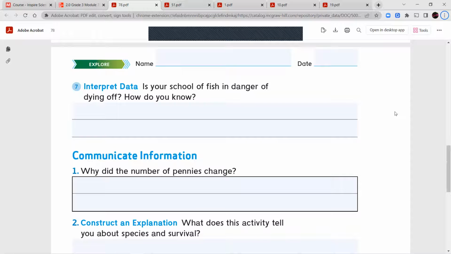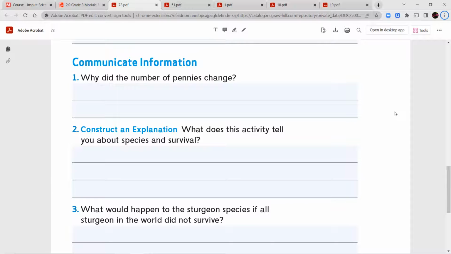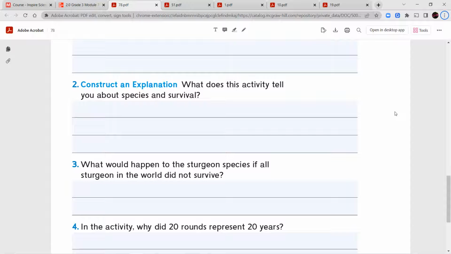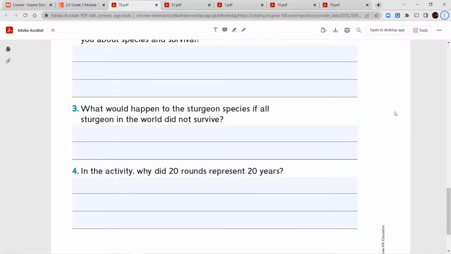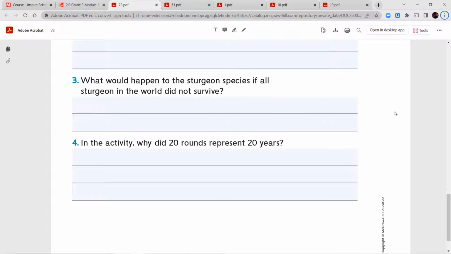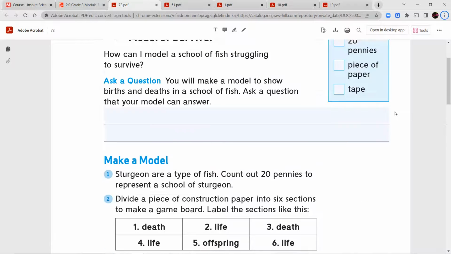Then we're going to start answering some questions. Number 7 says, interpret data. Is your school of fish in danger of dying off? How do you know? How did the number of pennies change? What does this activity tell you about a species and survival? What would happen to the sturgeon species if all the sturgeon in the world did not survive? In the activity, why did 20 rounds represent 20 years? So think about those questions. Remember to answer using complete sentences.